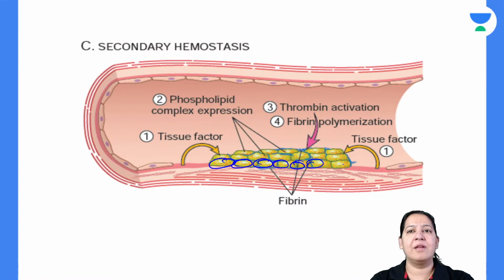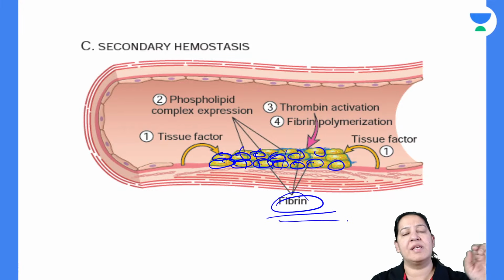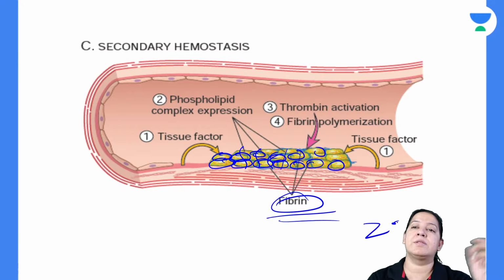These are the platelets, the green color. On the platelets, you can see the yellow thread. The yellow thread is the fibrin. The yellow thread is the fibrin. It is doing the stabilization of primary clot. Now it is known as secondary clot.